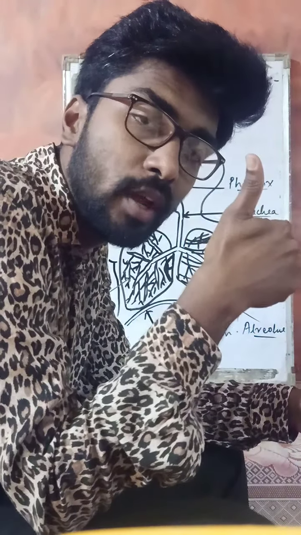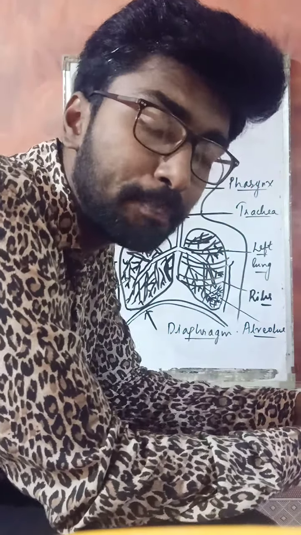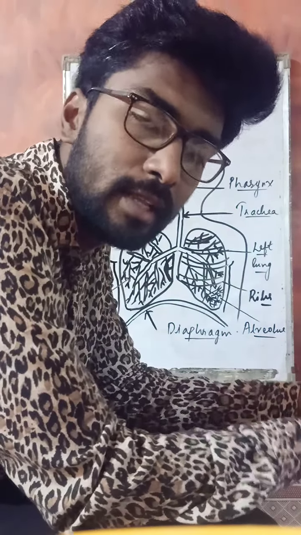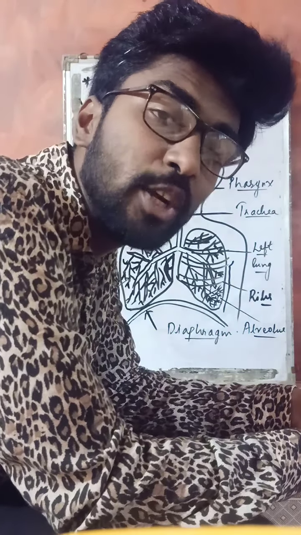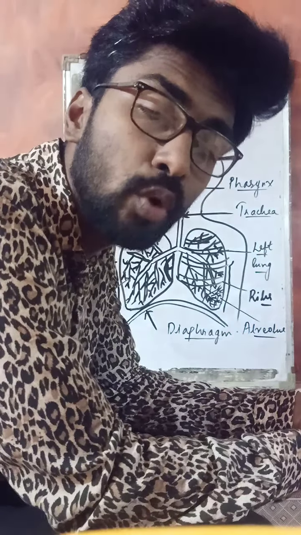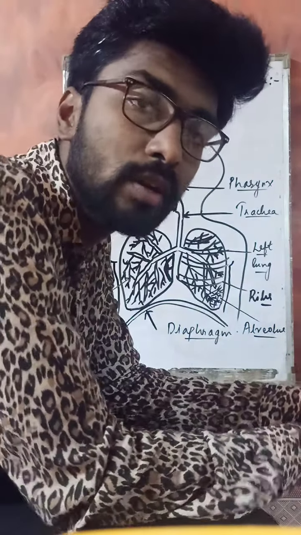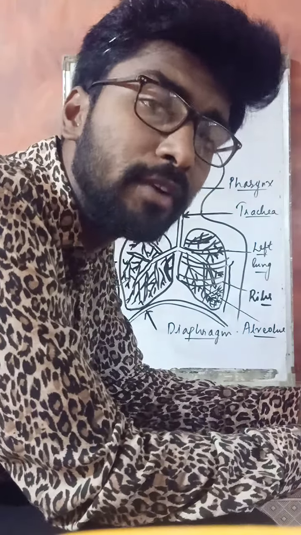Now the nasal chamber is divided into three important parts. The first is called the vestibule, the second is the respiratory part, and the third is the sensory part. The vestibule is the proximal part, present just above the nostril, and it is lined by hair. Why are hairs present in the nostrils? So that they filter the air and remove dust particles. That is the function of the vestibule. The second part is called the respiratory part.